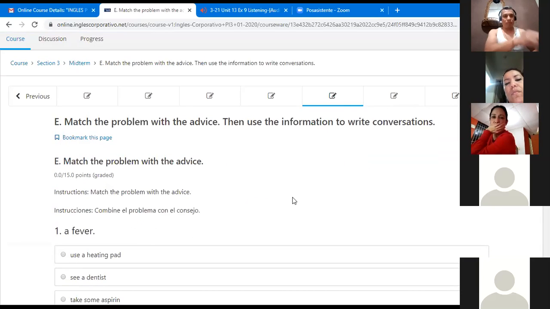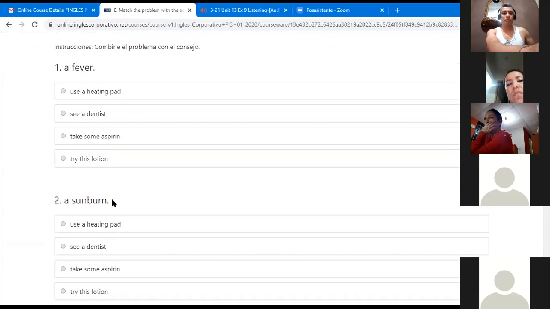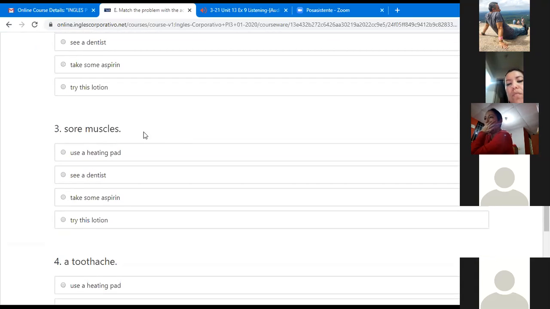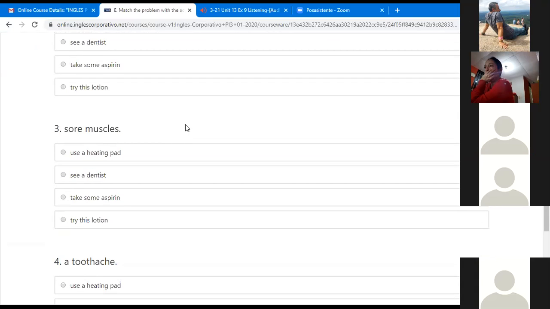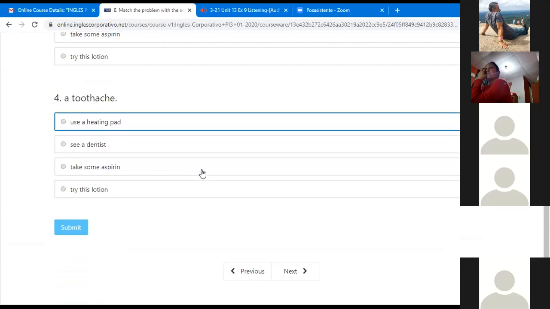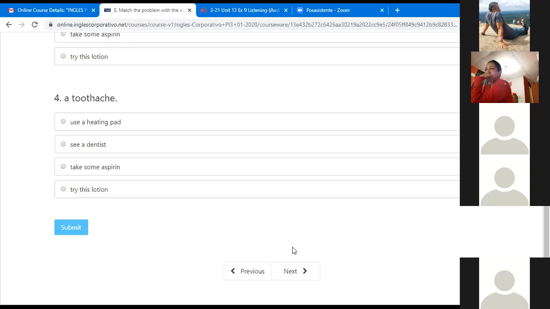Then you have to match the problem with the advice. So there is a problem here, a fever. What should you do if you have a fever? If you have a sunburn. If you have sore muscles after going to the gym. If you have a toothache, what should you do? Then you mark one possible solution, okay?